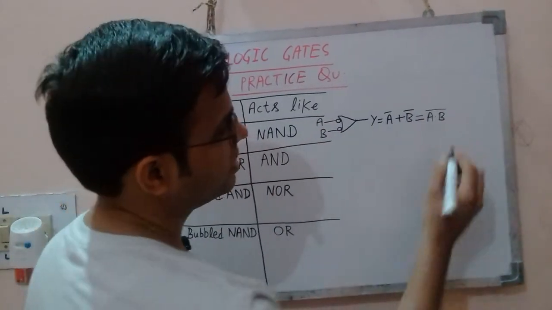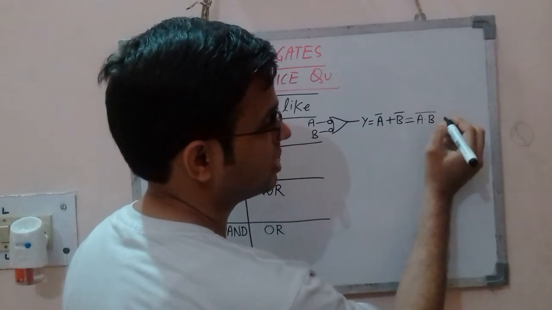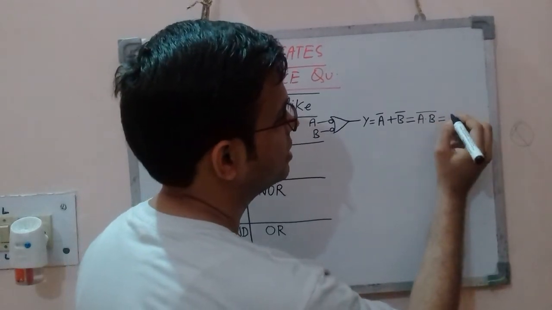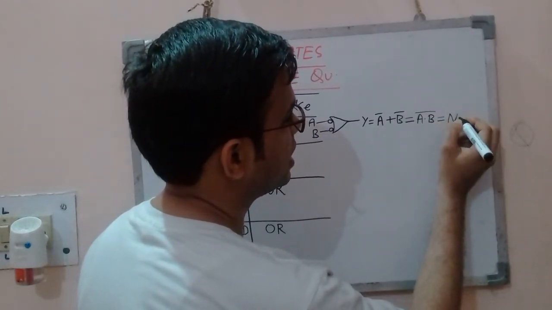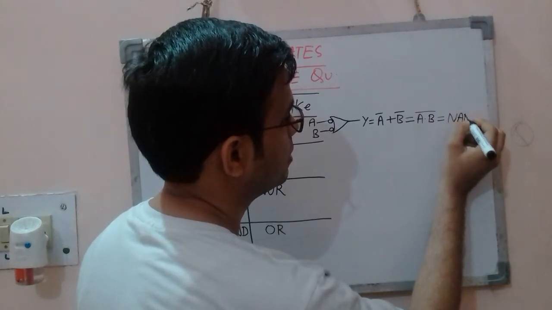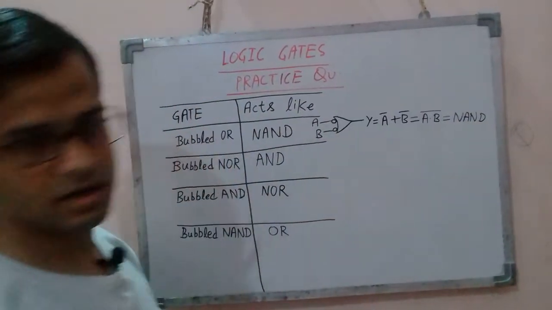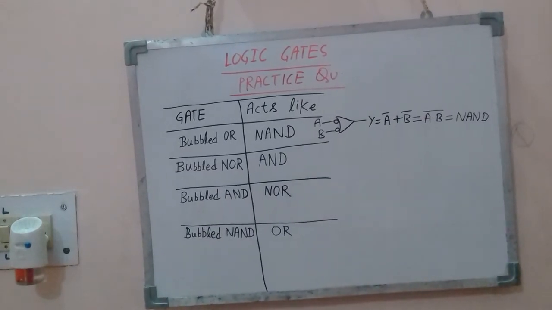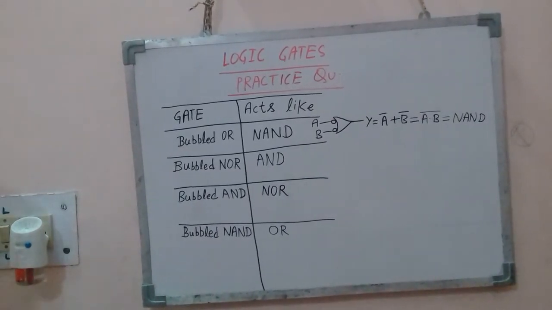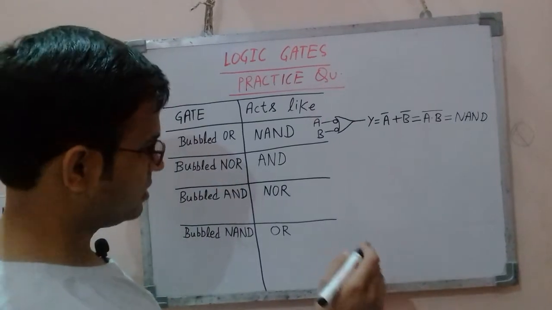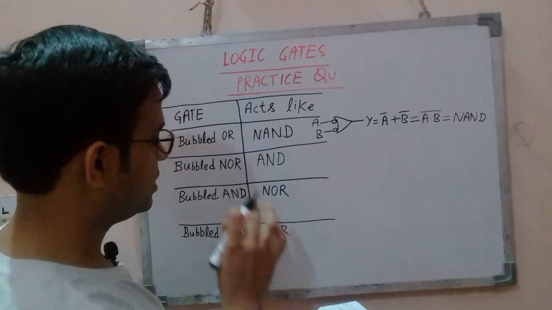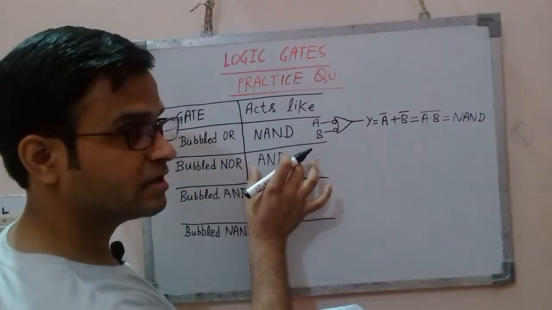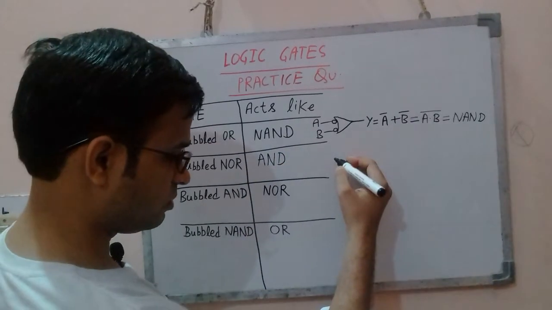So now tell me, AB whole bar, this is nothing but which gate? This is the NAND gate only. This is the NAND gate. Right? Similarly, see here, bubbled NOR gate is nothing but AND gate. How? Look at the board.